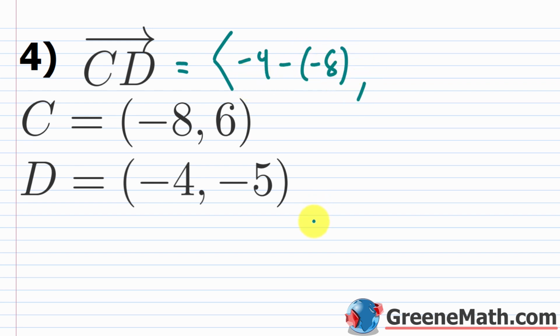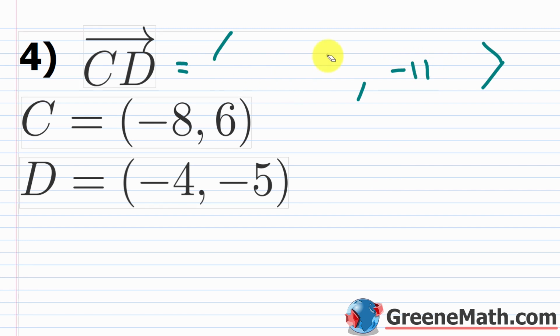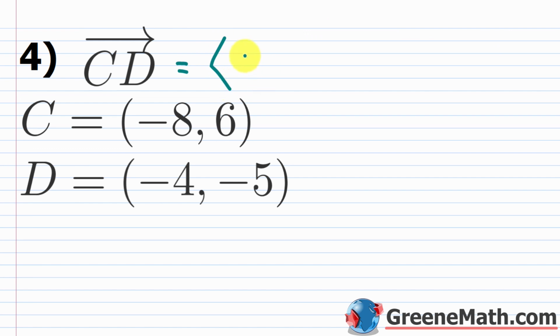And then for the vertical component, now you're going to do, again, terminal minus initial. So -5 minus 6. So that's all you're doing. It's very simple. So -4 minus the -8 is -4 plus 8. So that's +4. So let's put 4 there. -5 minus 6 is -11. So maybe I'll tighten this down a little bit and write it more cleanly. So this guy right here in component form, you have 4, -11.